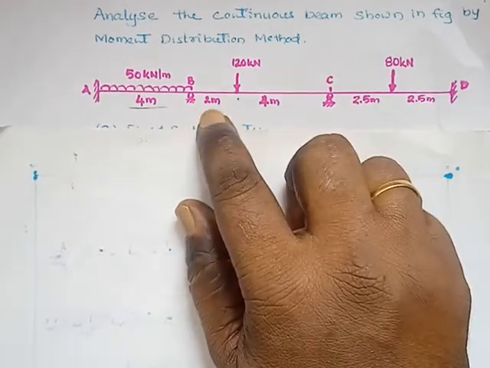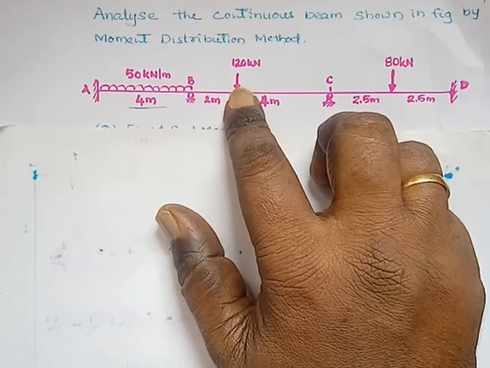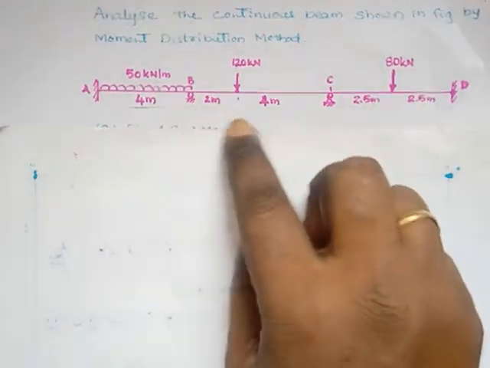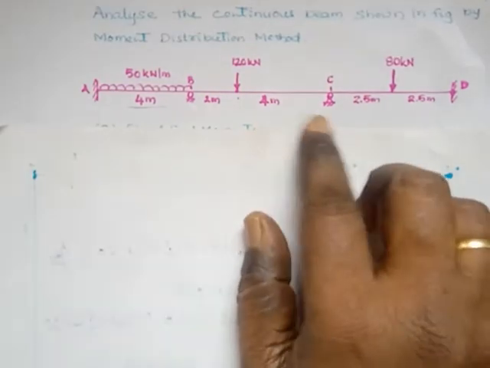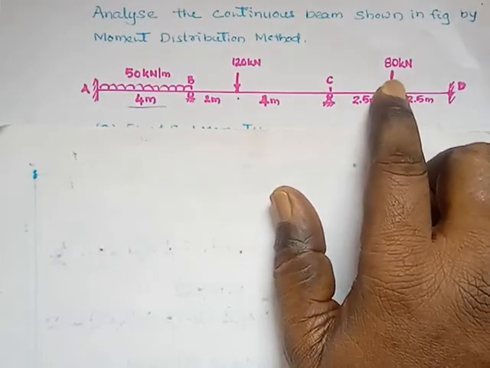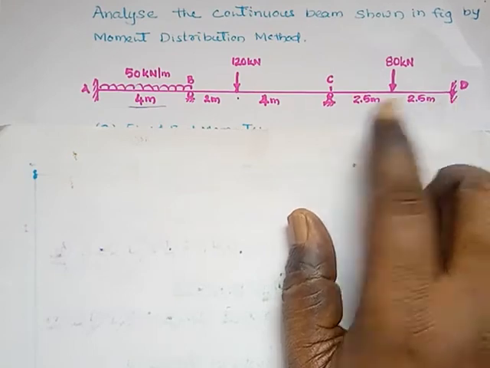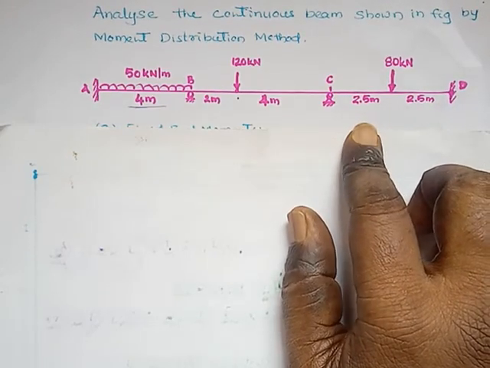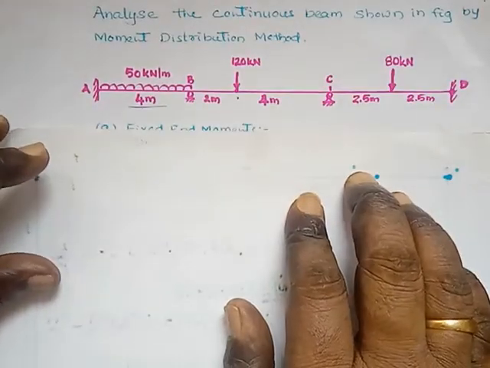B to C, this is 2 meter, this is 4 meter, and is subjected to 120 kilonewton at a distance of 2 meter from B and 4 meter from C. This one is 80 kilonewton. CD is of span 5 meter; at a distance of 2.5 meter from each end, a point load of 50 kilonewton is acting.